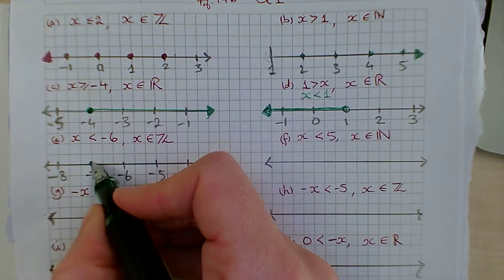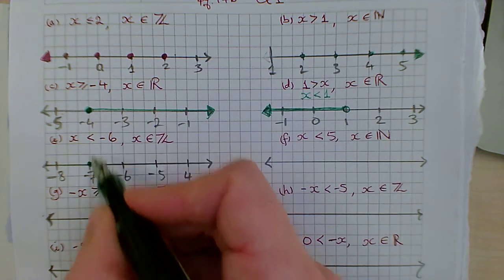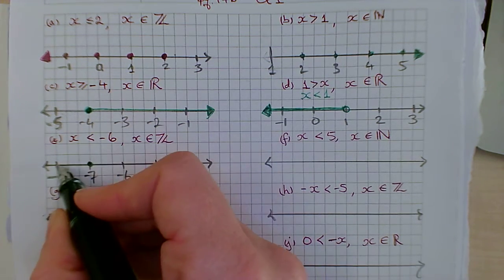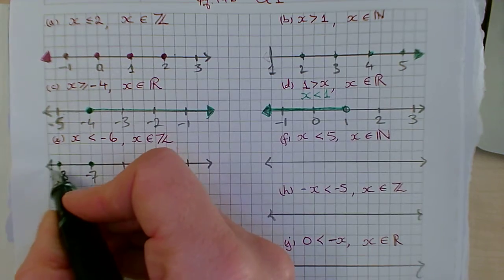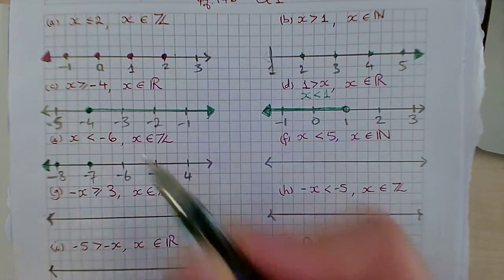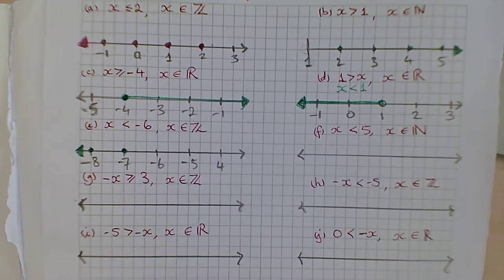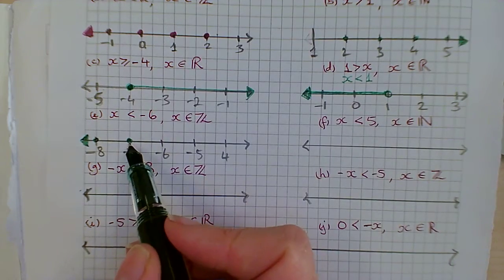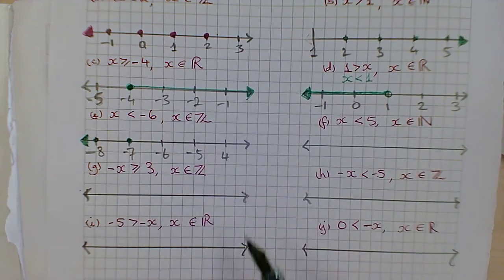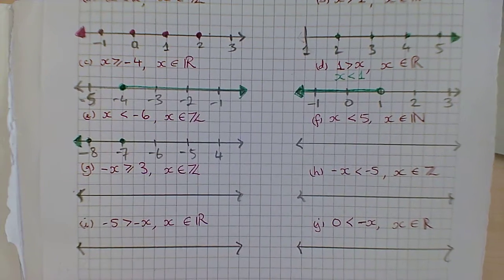So the first number that I could use for this one is -7, and then -8, and then the arrow here to show that I'll go on forever in that direction. So I actually just coloured in 2 that were on my number line that I laid out here, but this is correctly done.